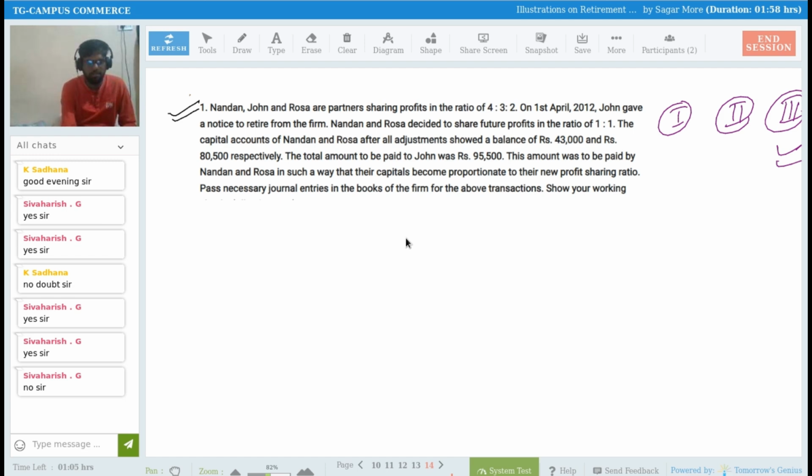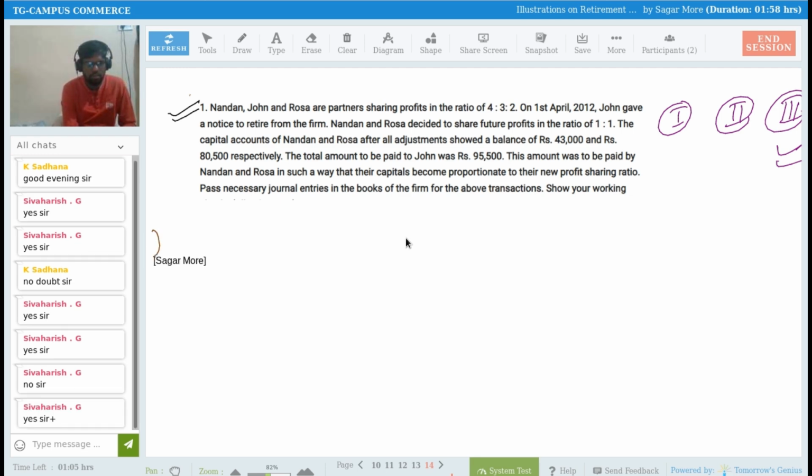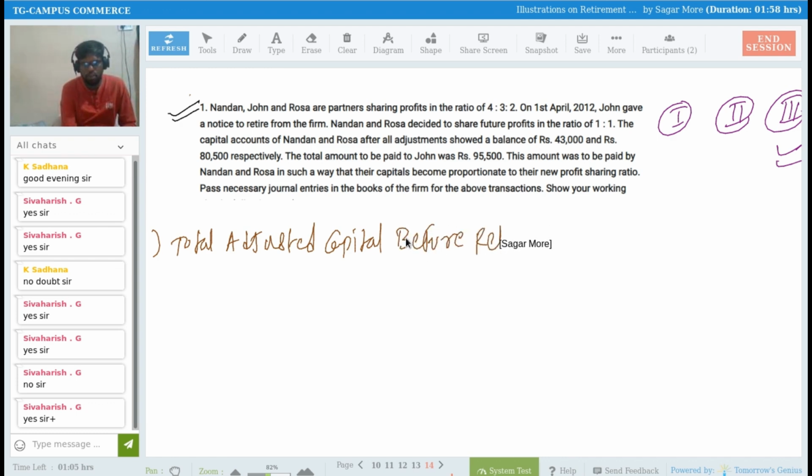Okay, what is the first step? First step, we have to calculate total adjusted capital before retirement of a partner, right?